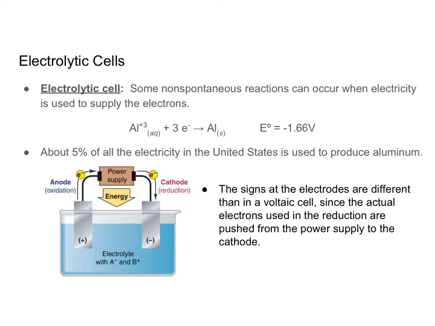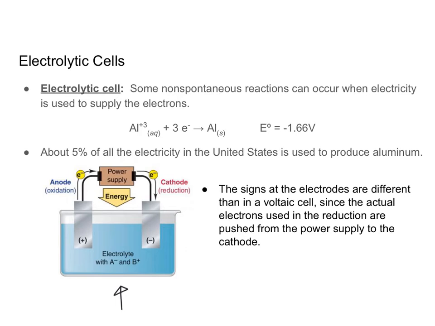So for example, when we electrolyze aluminum in some way, shape, or form, it requires negative 1.66 volts for the cell potential. What I'm getting at here is that in order for this to occur, we have to add current. So the difference between this cell and the voltaic cell that we spent a lot of time on is that the electrolytic cell requires a power source or a power supply instead of a voltmeter. The power supply is making the electrons flow.